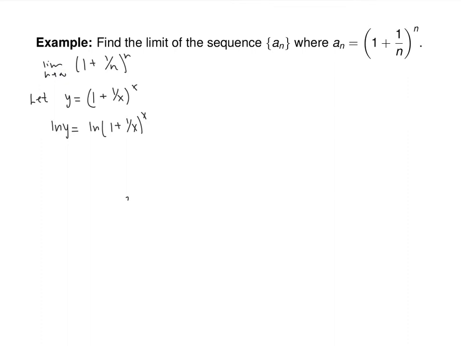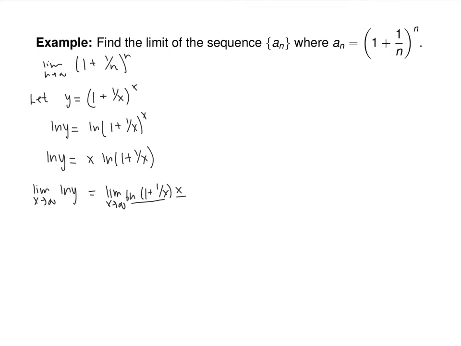And rules for logs tell us that that power can now pull down. Okay, so there we are. Now, the limit as x goes to infinity of natural log of y will equal the limit as x goes to infinity of natural log of (1 plus 1 over x) times x. Now, this thing, the natural log of 1 plus 1 over x, that's going to ln of 1, which is 0, and x is going to infinity.